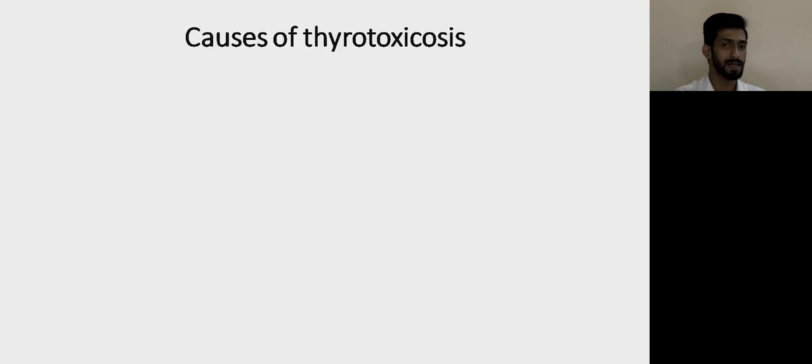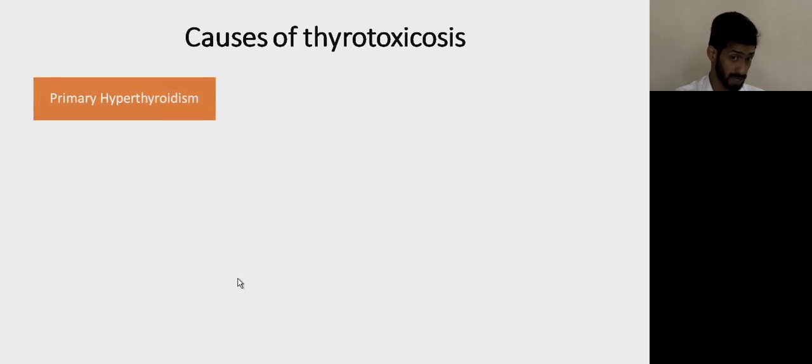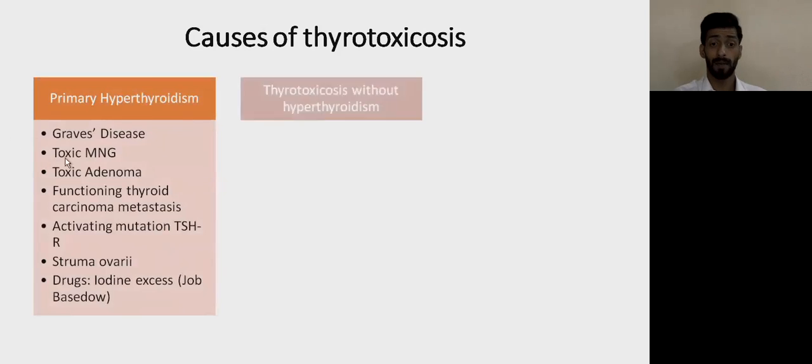So now looking at the causes of thyrotoxicosis: again primary hyperthyroidism, and the most common causes that we see, from a physician's perspective, are Graves, but more common than Graves, toxic MNG, multinodular goiter, and a toxic adenoma. Sometimes you can have a functioning thyroid carcinoma metastasis, and iodine excess. Not at all common. Now, what are the conditions where you can get thyrotoxicosis without hyperthyroidism? Here I have not added thyrotoxicosis because all of these patients will invariably have thyrotoxicosis.